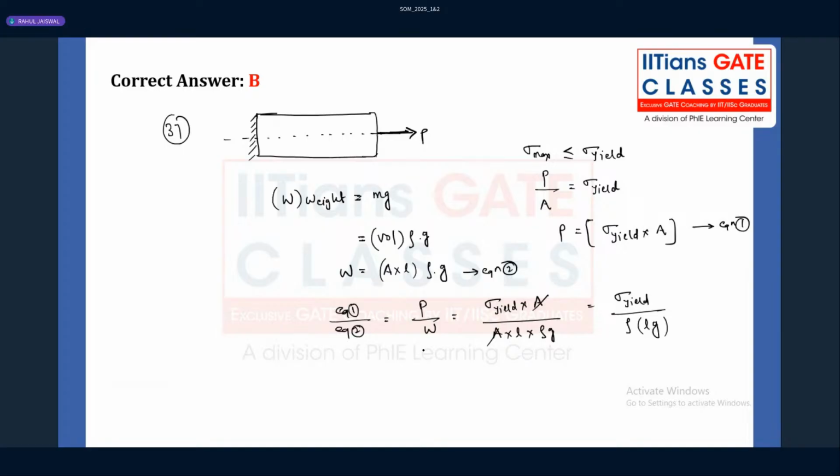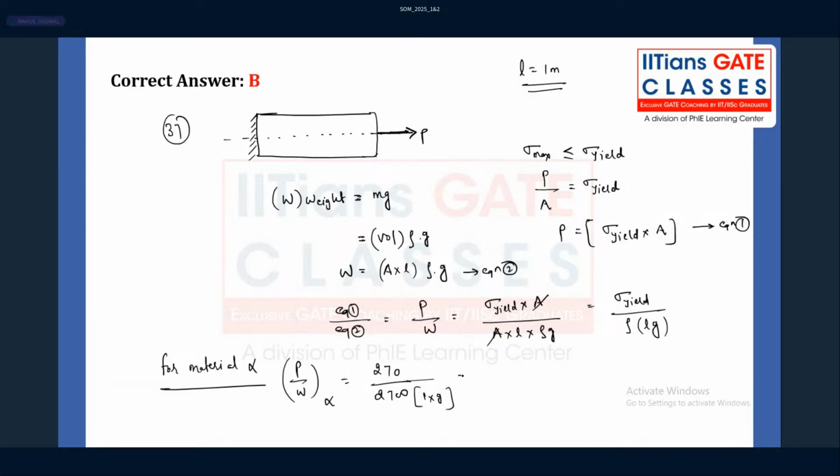Now try to calculate for each and every material. For material alpha, I am calculating. The yield strength for alpha is given as 270, and density they have given is 2700. The length and g value will be the same for all the materials. They are telling that the length is 1 meter, so let us keep 1 into g. If we calculate the value, it is 0.1 upon g.